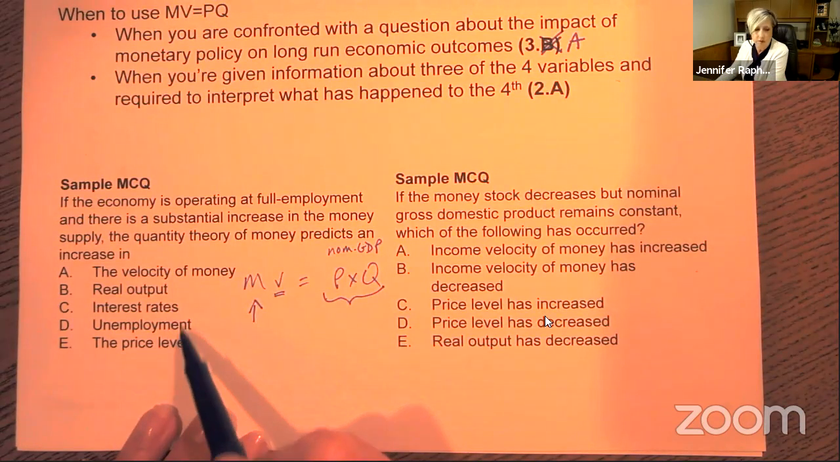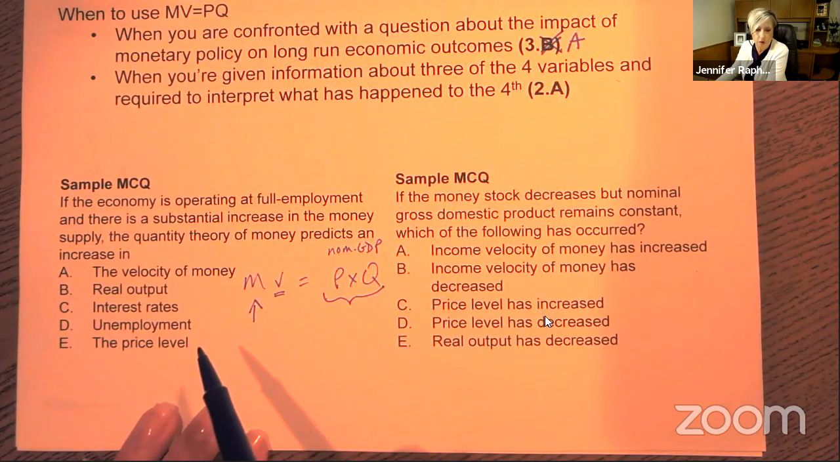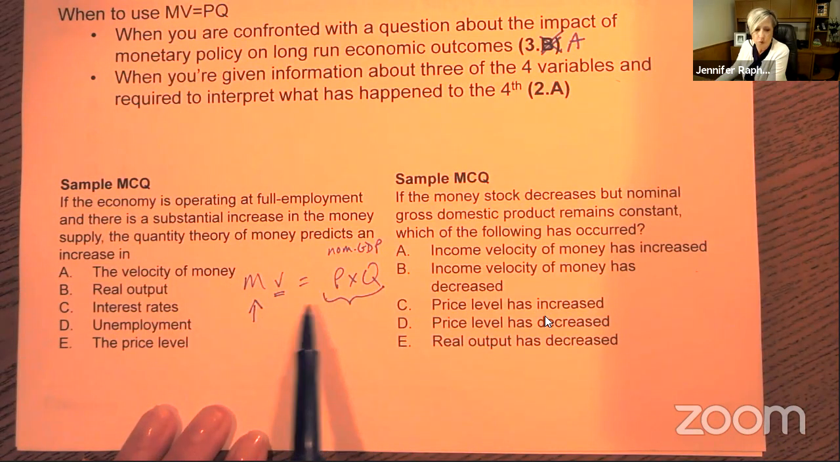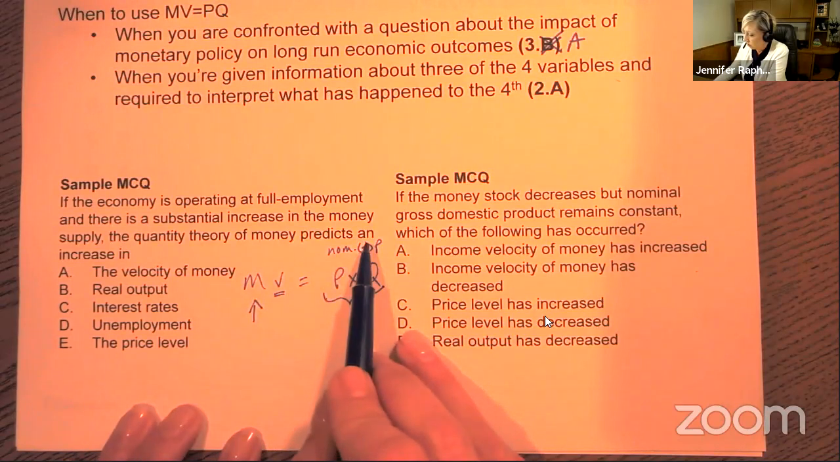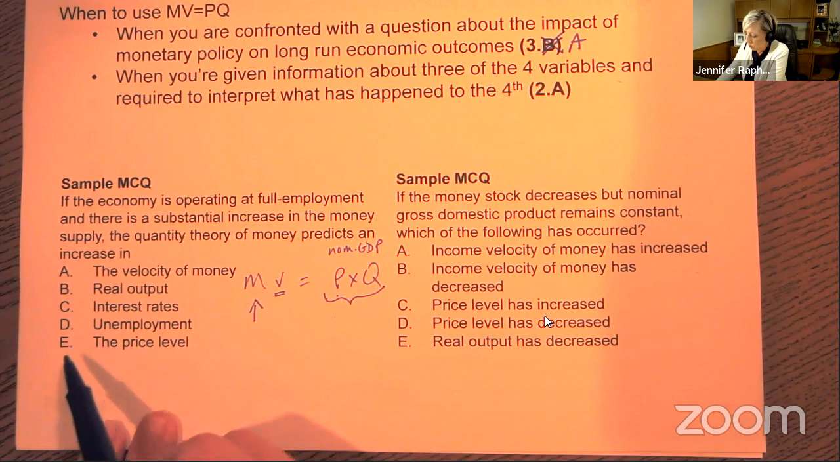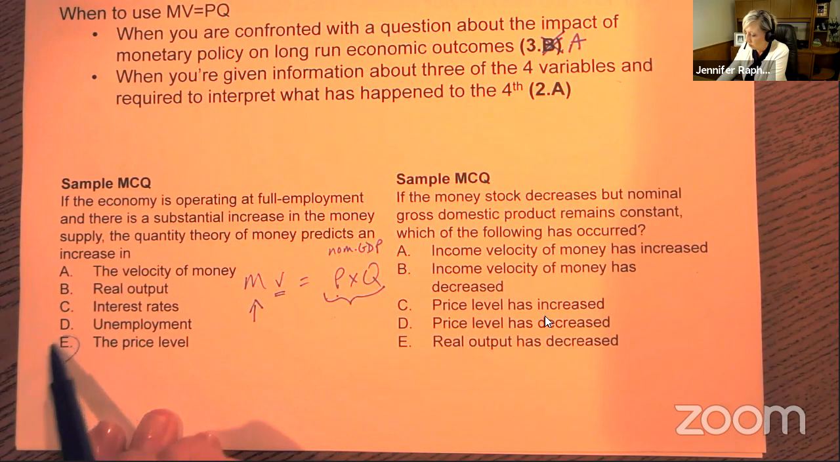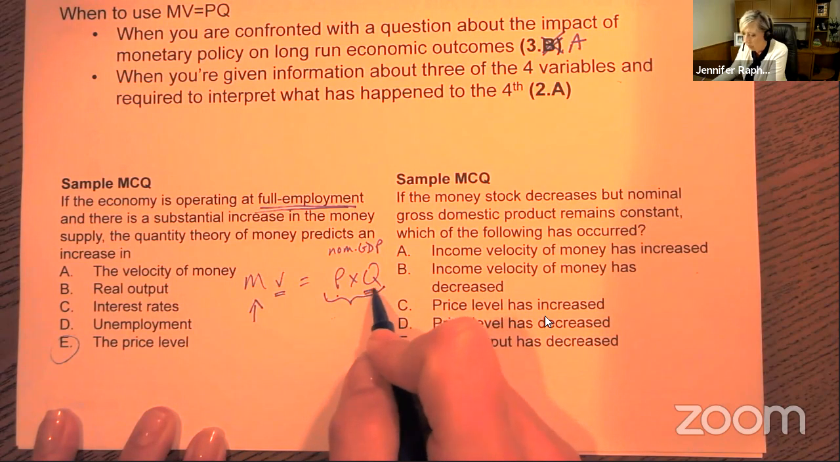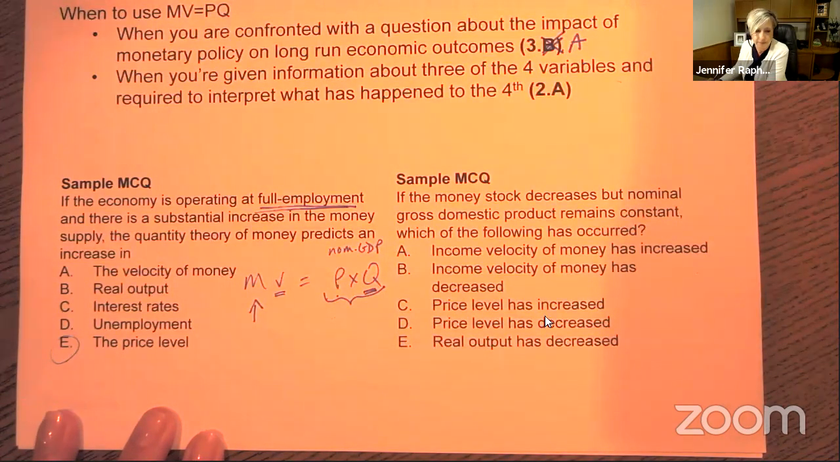We could go through each of these answer choices and rule them in or out, but my advice to students is always read the question, use the tool you need to answer the question, and then look for the right answer among the answer choices. So the quantity theory of money predicts an increase in which of the following? Well, we know it predicts an increase in the price level, because when the economy is at full employment levels of output, Q can't change in the long run.